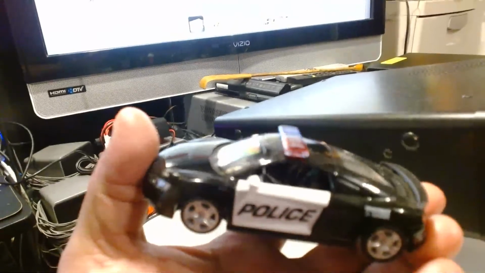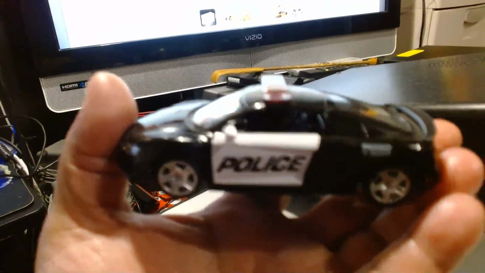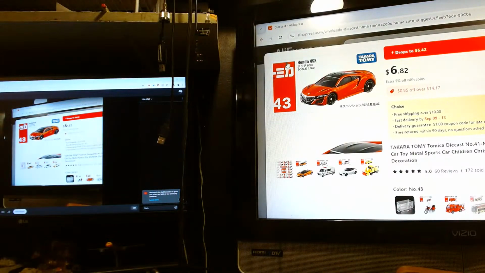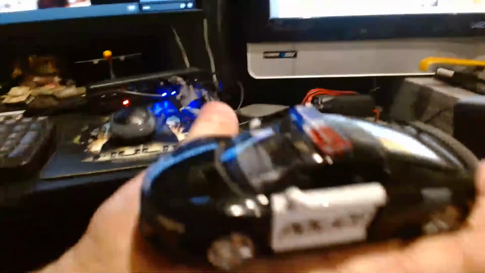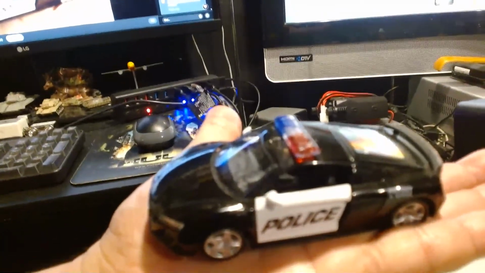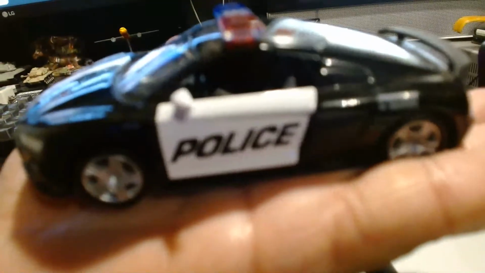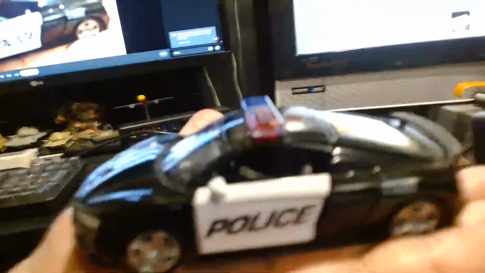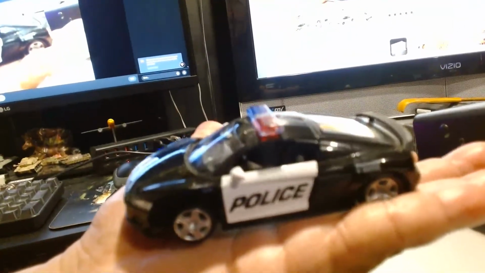So this is 1/24 scale. Okay, so this is slightly bigger. So this will literally fit in your hands. Okay, and this auto zoom is horrible.